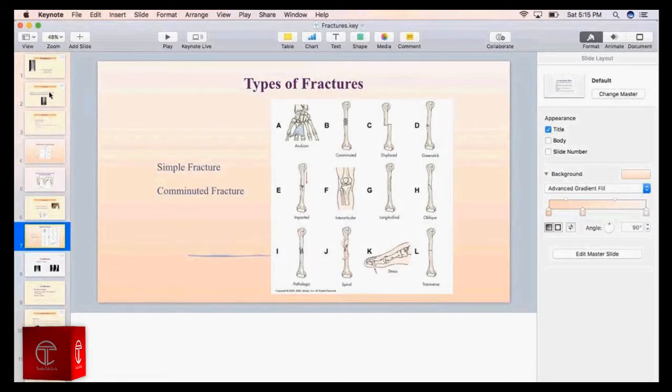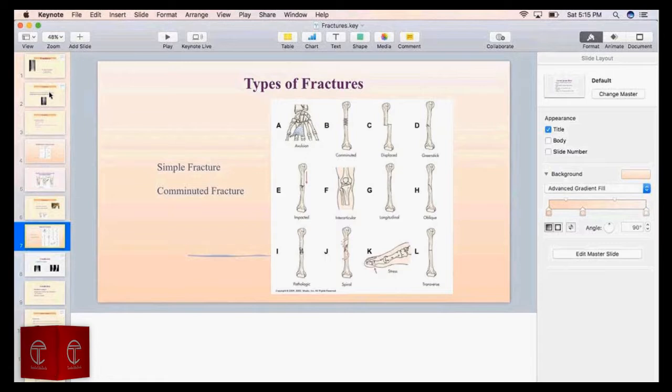In picture H, you can see an oblique fracture. The fracture line is oblique to the mechanical axis of the bone, and it will be caused by a bending or a twisting type of injury. And picture I is a pathological fracture. Pathological fracture means a small or trivial injury can produce a fracture provided there is some pathology.